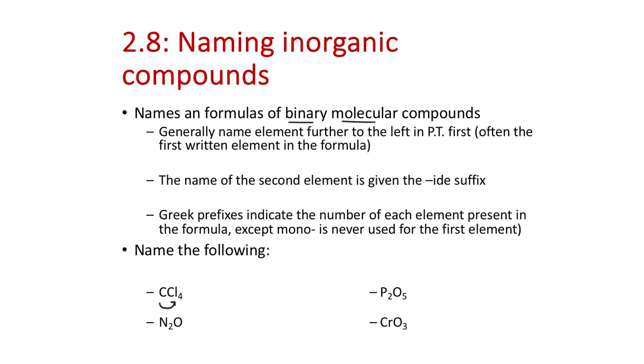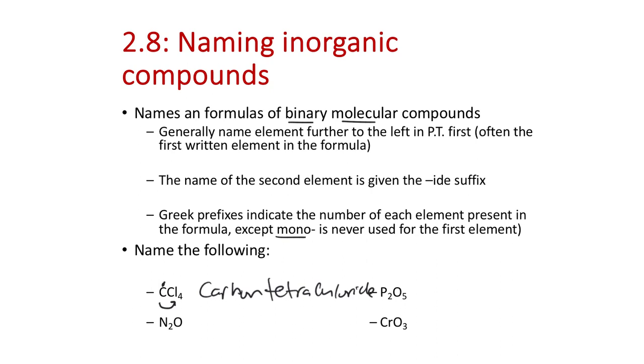The way we would name most of these compounds is the first element you see is the first element you name. So in CCl4, we're going to call this carbon for the first element. And then for the second element, we use the mono, di, tri, tetra prefixes to indicate the quantity. So we use the Greek prefixes to indicate the number of each element present in the formula. We just don't use mono for the first element, so we don't call it monocarbon tetrachloride. This would just be carbon tetrachloride.